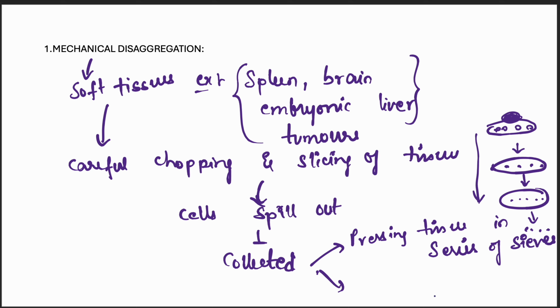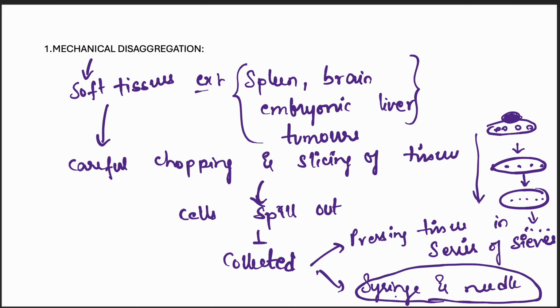The next method is forcing the tissue fragments through a syringe and needle. While using a syringe and needle, pressing the syringe, we will collect the cells. So this is one method of collecting cells from the soft tissues.